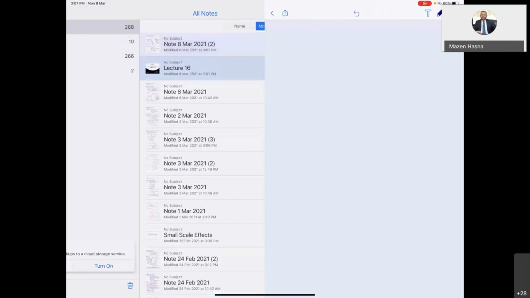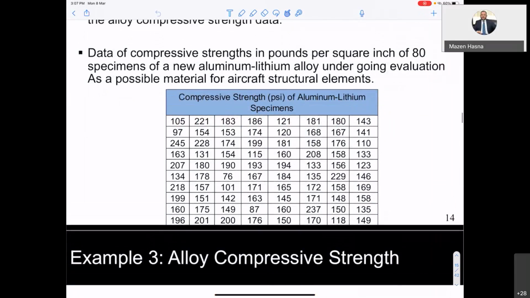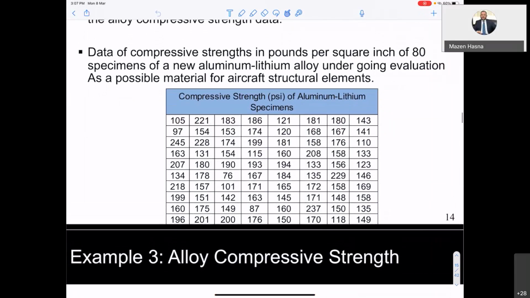Let's assume that. Where is the scissor? How do I cut the data here? Here? Okay, copy.